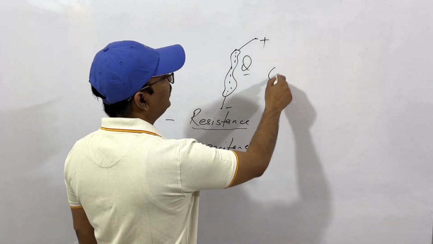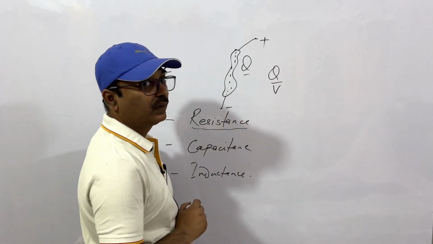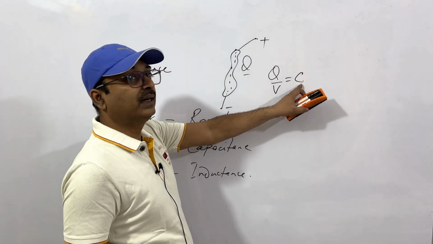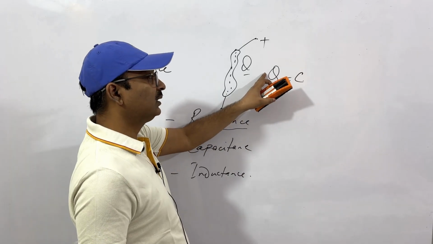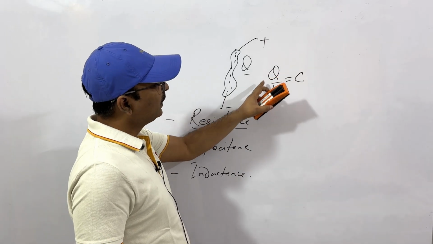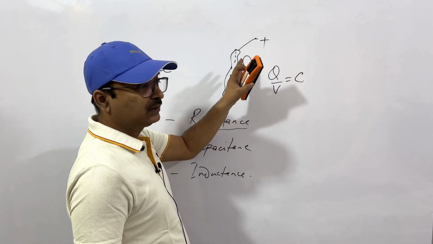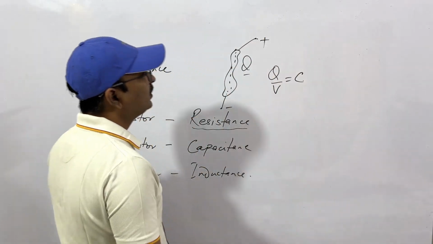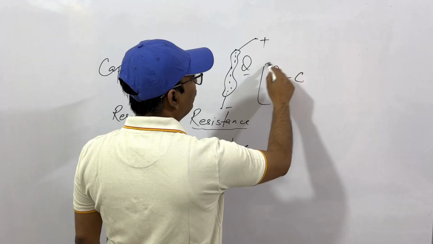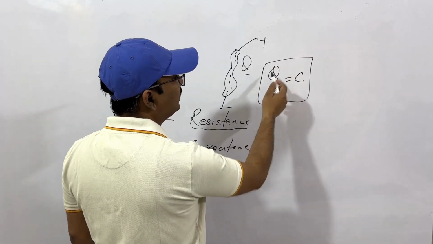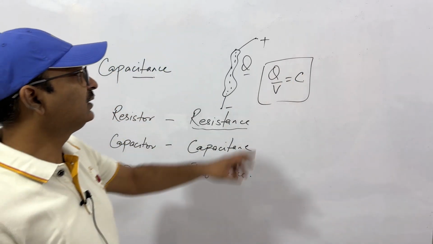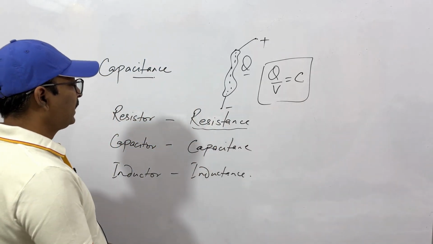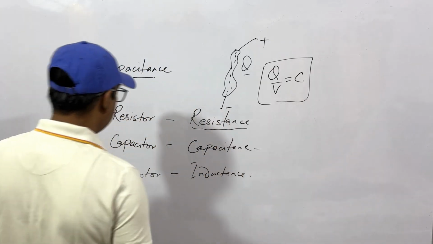We say Q by V is a constant, which is C. That is, capacitance is defined as Q by V: the total charge accumulated, or the charge that the body is holding, and the voltage that we have applied across it. So this is C. You should remember this. C is Q by V, that is directly proportional to Q and inversely proportional to V. Okay, so this is capacitance.